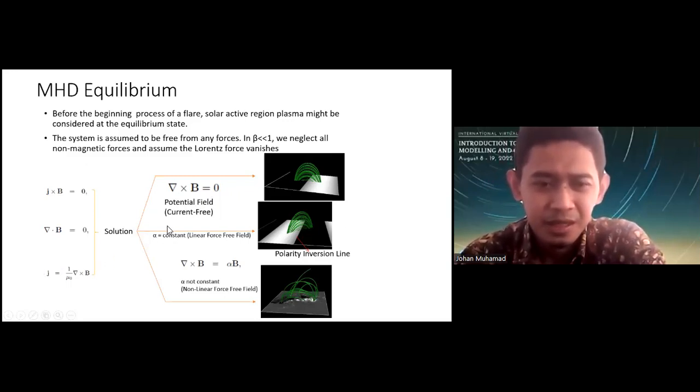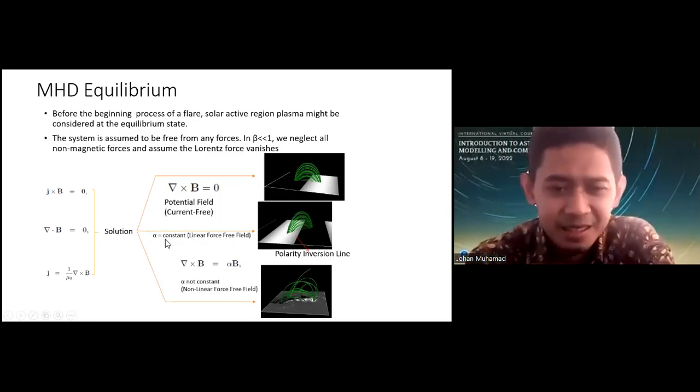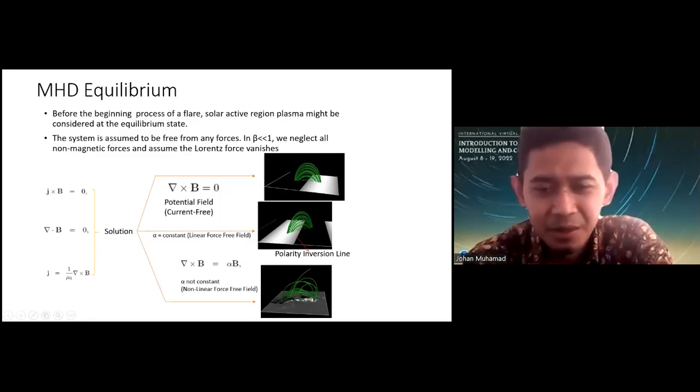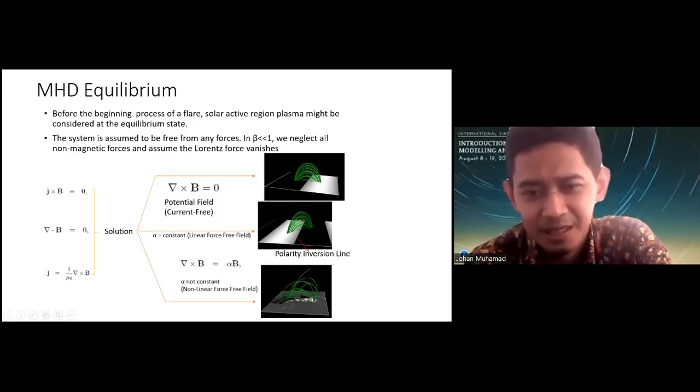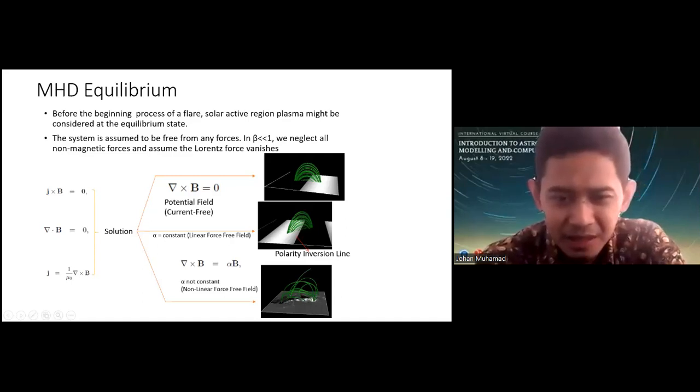But here we can find the solution by using the linear force field. I cannot explain this in detail, but in this type of solution you will get a more complicated shape of the magnetic field line. It's not very symmetric like this one, but it has some shearing motion. So you can see that the direction of the magnetic field lines here in the polarity inversion line is not just perpendicular, but it has some angle here. So this is the linear force free field.